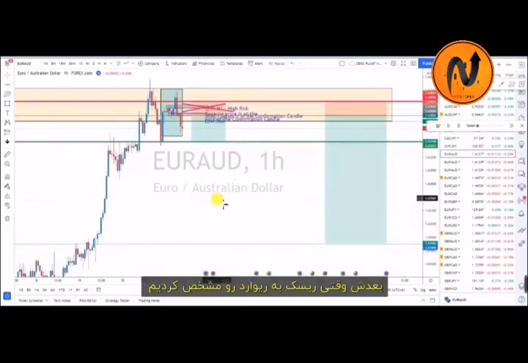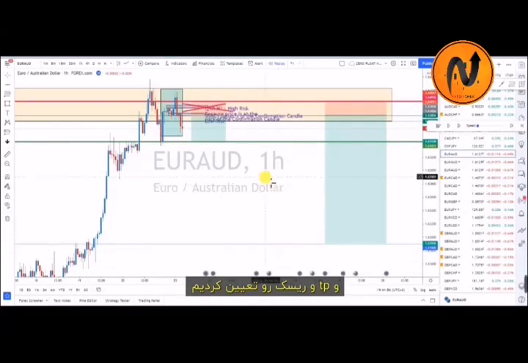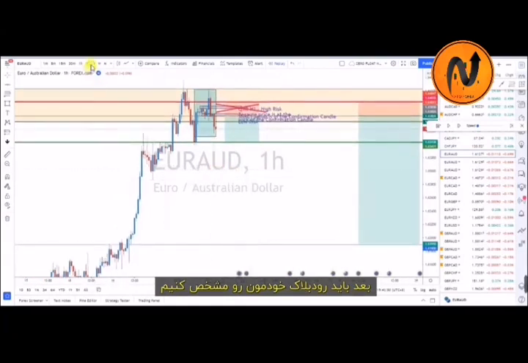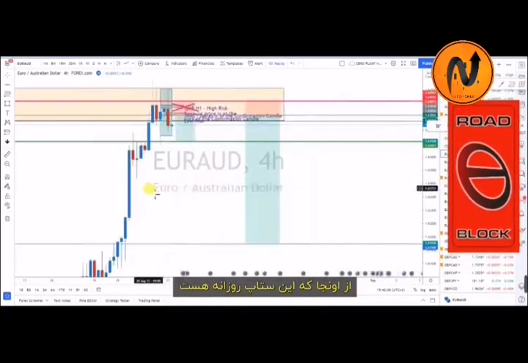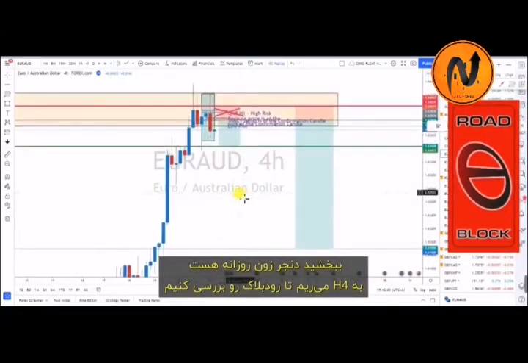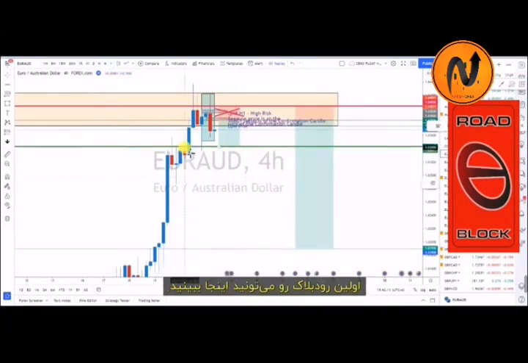So next thing, once we have set our risk reward, we have set our take profit, we have set our risk, what should we do next? Identify our roadblock. Since that is a daily setup, sorry, there's a daily danger zone, we go to the H4 to check for any roadblock. So the first roadblock I can see here, this is the roadblock.